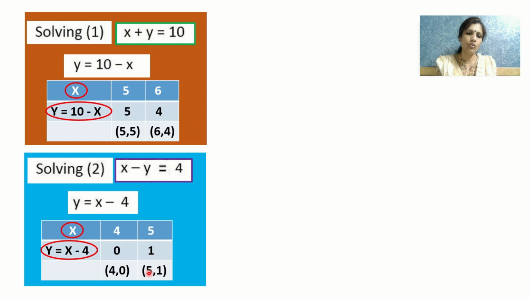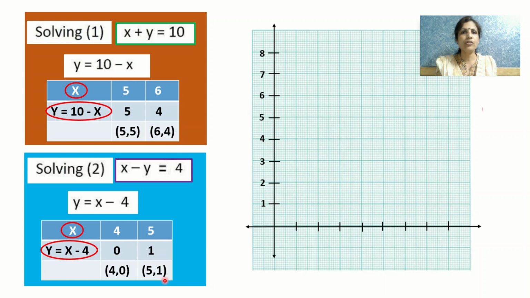So the next coordinate is 5, 1. Now we have got the coordinates for the second equation also. Let's plot it on the graph. Now when you draw the graph, your first thing which you're doing is drawing x and y axis and writing x dash, y dash, and then you will start plotting the points.